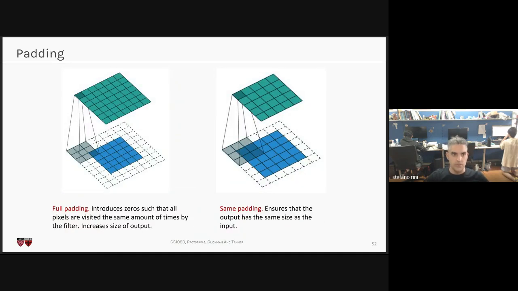Okay, so you can see here that you could have a full padding, meaning that this is your filter.